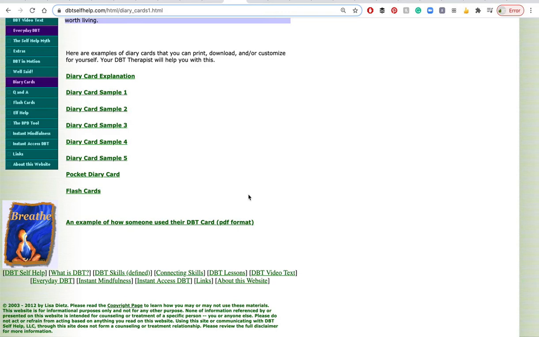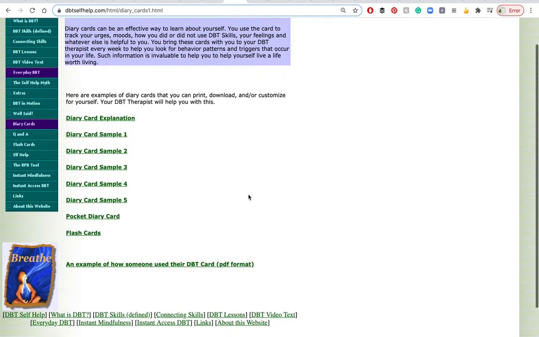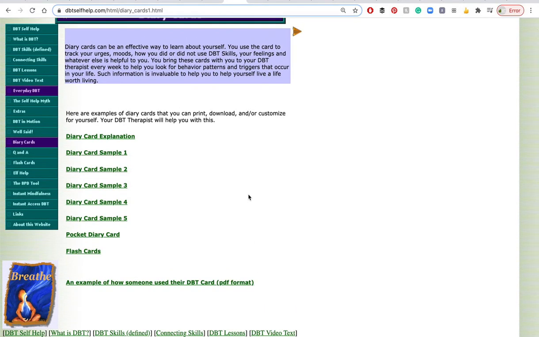So the purpose of a diary card is to have a journal, a way for you to track the skills you're utilizing. Checking a box saying that you filled out a DBT skill also doesn't mean that the issue you were dealing with and then used the skill on is gone, that everything is fixed because you used a skill. It's just about trying a skill.